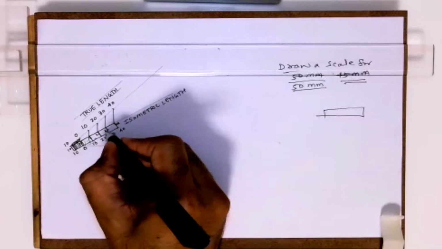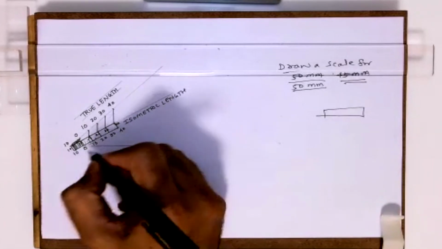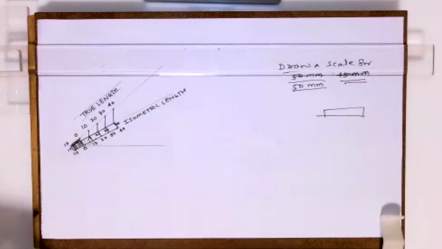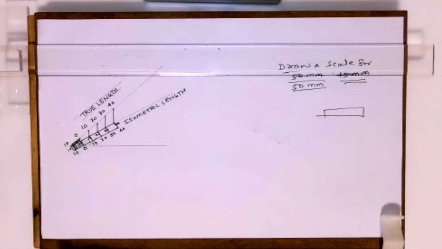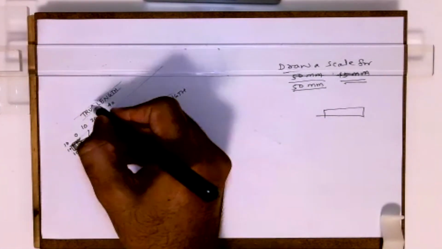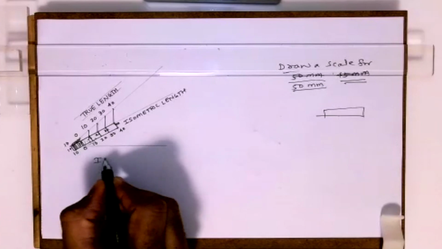Okay. So instead of writing 10, 20, 30 up, you write it over here. So now this is the proper scale, right? Now what we need to do? So now we are done with isometric length, true length. This is isometric scale.